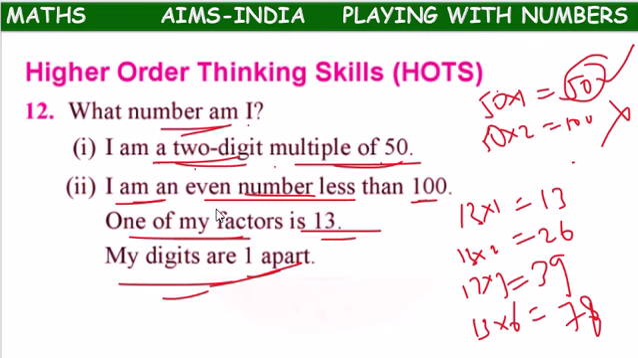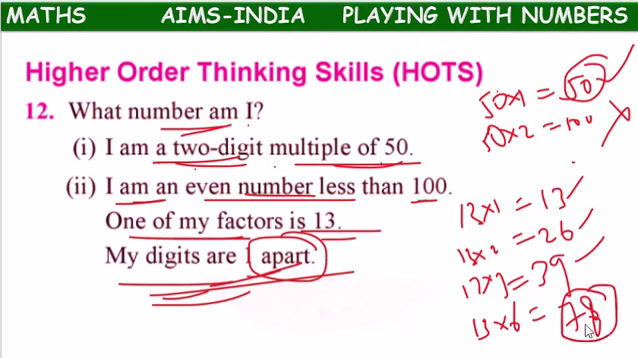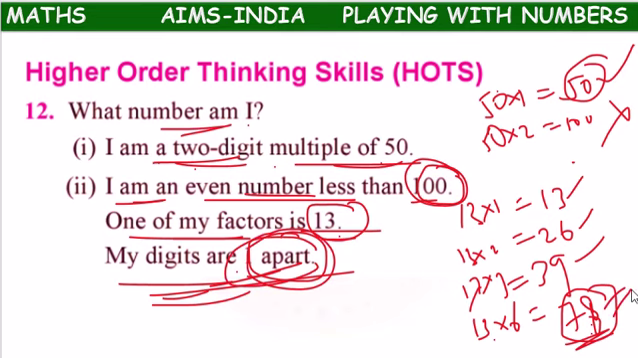Because they are asking my digits are 1 apart. In 13 they are 2 apart. In 26, 4 apart. In 39, 6 apart. In 78 they are only one number apart, 7 8. And for 78, 13 is a factor and 78 is less than 100. One factor is 13 and digits are 1 apart. So 78 is the answer.